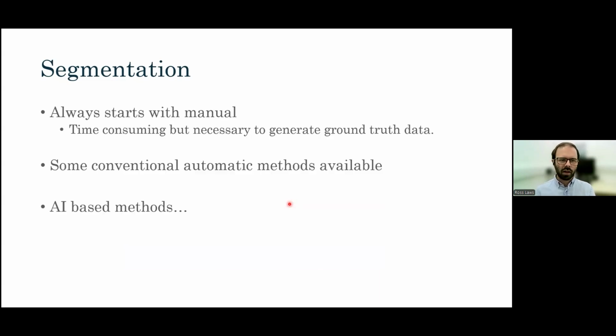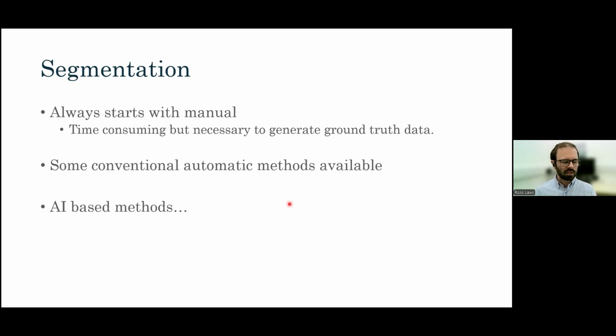So segmentation generally always starts with manual segmentation. This is time consuming, but sometimes necessary if you want to generate what's called ground truth data for machine learning methods. Just to give you some context, ground truth data is seen as the expert standard for what the segmentation should look like, based on what a trained operator sees when they look for, say, a nucleus or mitochondria in the data. There are some conventional automatic methods available, but they still capture erroneous parts of the image sometimes that you don't actually want, so you still have to correct a lot of that.